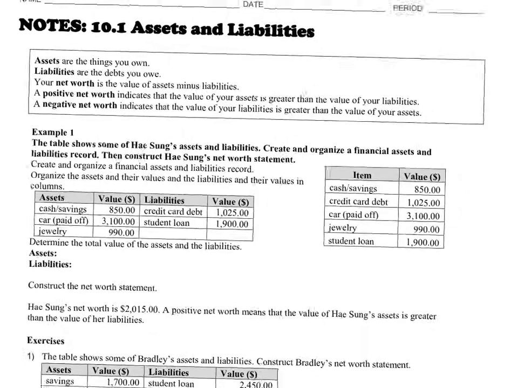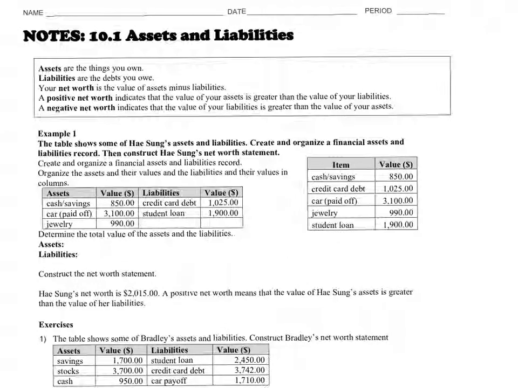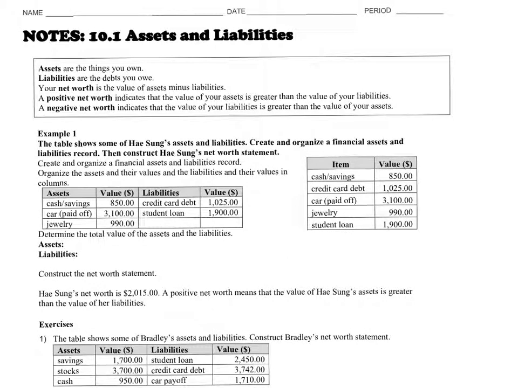So your net worth is the value of your assets minus your liabilities. So you add up all your assets and you add up all your liabilities and you hope that you have more assets than you do liabilities. That's what we hope, okay? A lot of people don't. So you have to be thoughtful of that.